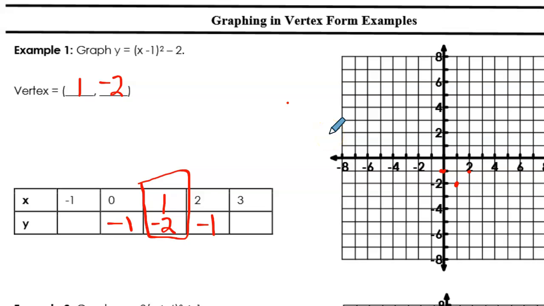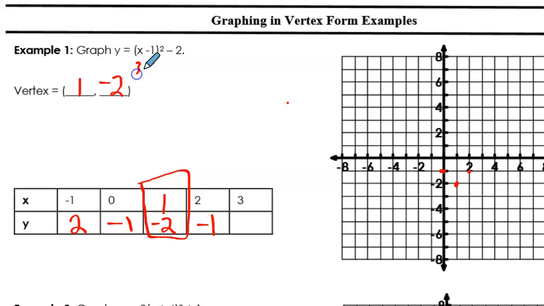Okay, so we're making progress. Now let's insert a negative 1. Negative 1 minus 1 would be negative 2. Negative 2 times negative 2 is positive 4. And 4 minus 2 is 2. Okay. And maybe I'll show you the 3.